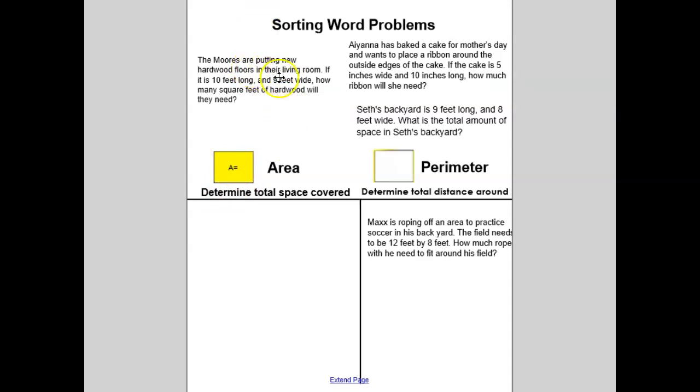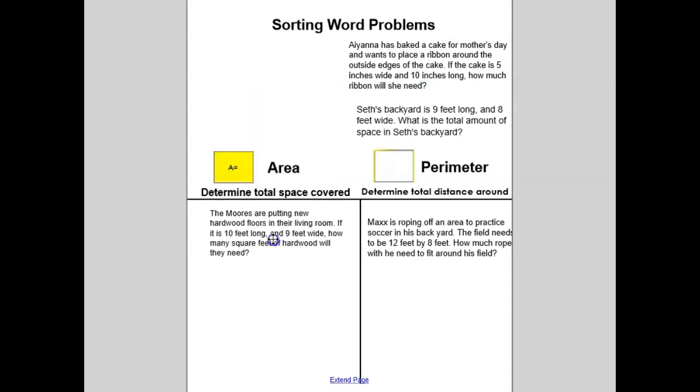And so when it says how many square feet of hardwood will they need to cover our entire living room, well, I know right away it's area because it's asking about the total number of square feet, not just the edge of our living room.